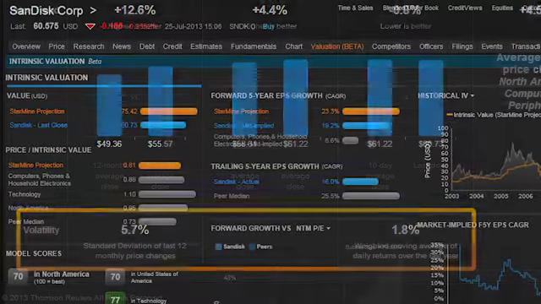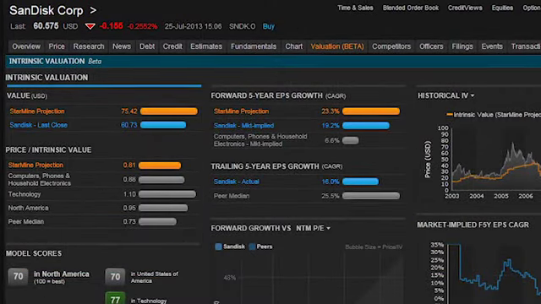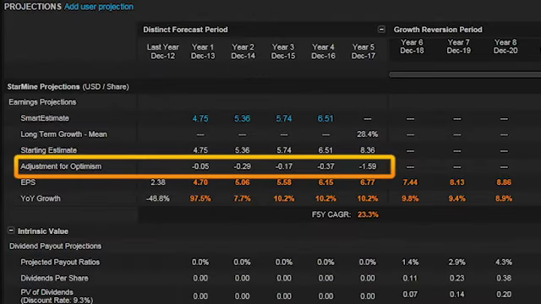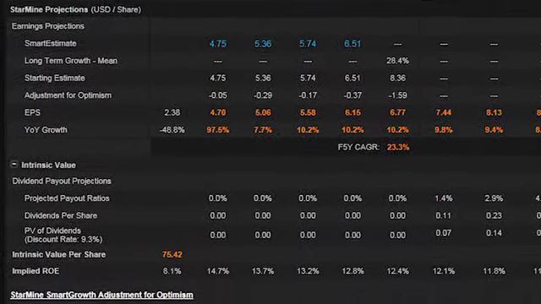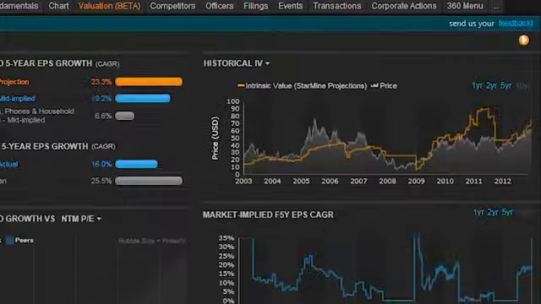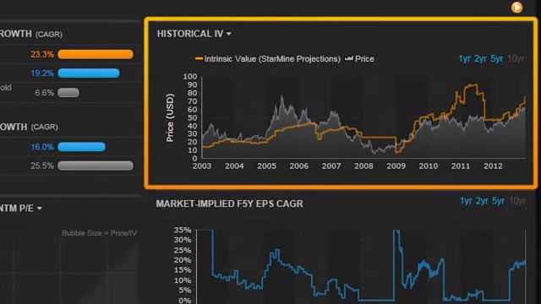Intrinsic valuation looks at longer-term earnings forecasts, including FY3, FY4, and long-term growth. We adjust these forecasts for optimism bias and reversion to the mean, based on comparison of past forecasts to what actually happened. We then use a classic dividend discount model to calculate the value at which the stock should theoretically be trading. This chart shows how well the stock is tracking its intrinsic value.